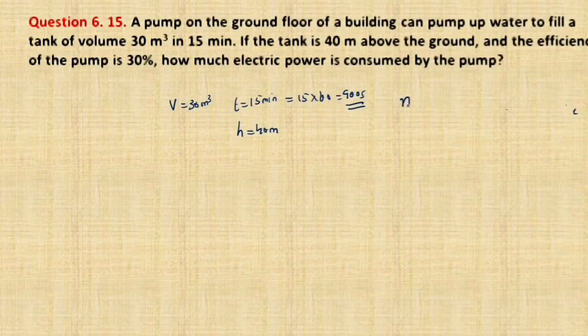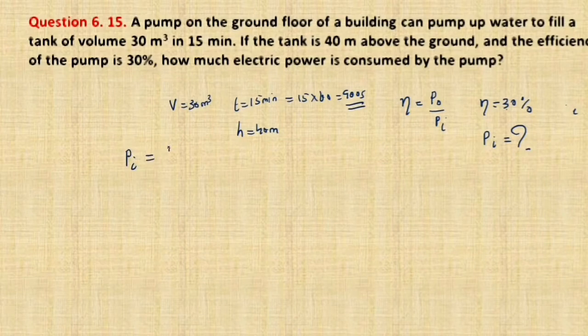Efficiency means what? We represent efficiency as eta. Efficiency is equal to output power divided by input power. And the efficiency of the pump is 30 percent, so eta is given as 30 percent. How much electric power is consumed by the pump? That means you have to calculate the input power. So the basic formula: input power is equal to output power divided by eta.